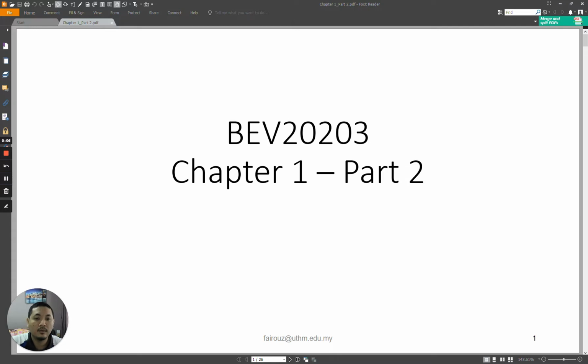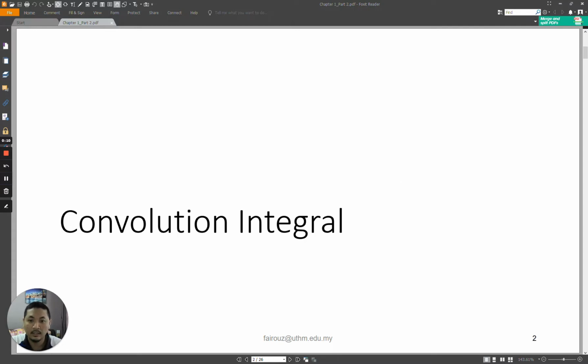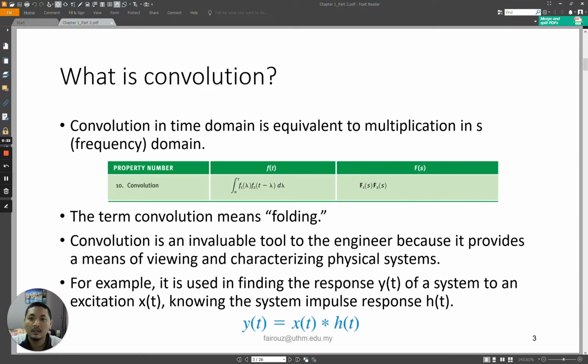So in this video, we will look at the second part of chapter 1. We will look at the topic of convolution integral. Now, this is very famous in tests or even in the final exam. So what is convolution? Convolution in time domain is equivalent to multiplication in S domain or frequency domain.